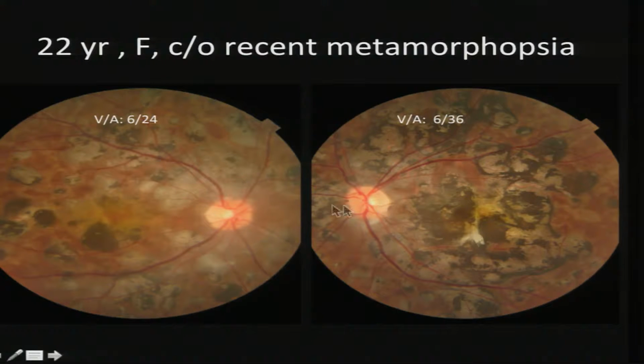Now look at this fundus picture, right and left eye of a 22-year-old girl. She has been treated outside as serpiginous choroiditis, but she has a very distinct complaint. She says she has a recent metamorphopsia. When we look at the fundus, we do see there is some amount of subretinal fibrosis here, and the healed lesions. But we do not see any evidence to suggest that there is any active lesion.